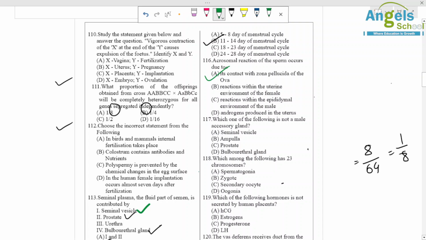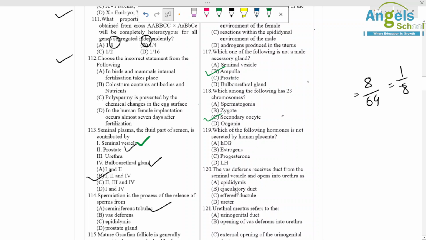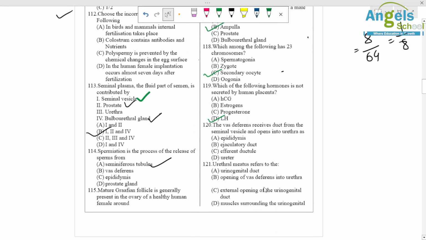Question number 117. Which of the following is not a male accessory gland? So the correct option is ampulla. Ampulla is part of the female fallopian tube, not a male accessory gland. Which among the following has 23 chromosomes? The secondary oocyte has 23 chromosomes. Which of the following hormones is not secreted by the human placenta? So HCG, estrogen, progesterone are secreted by the placenta, but LH is not secreted by the placenta.